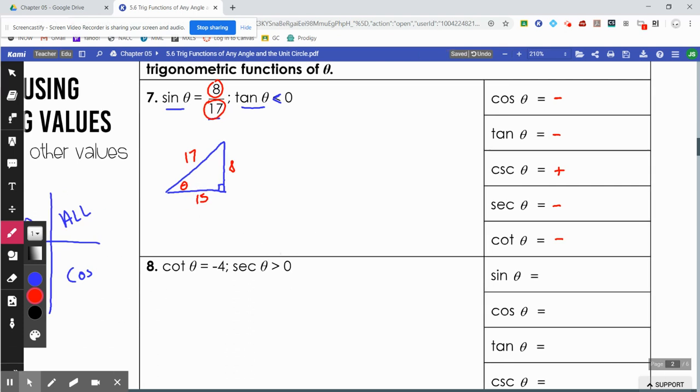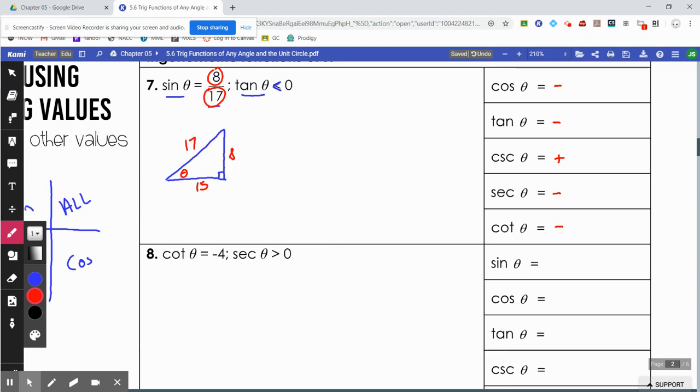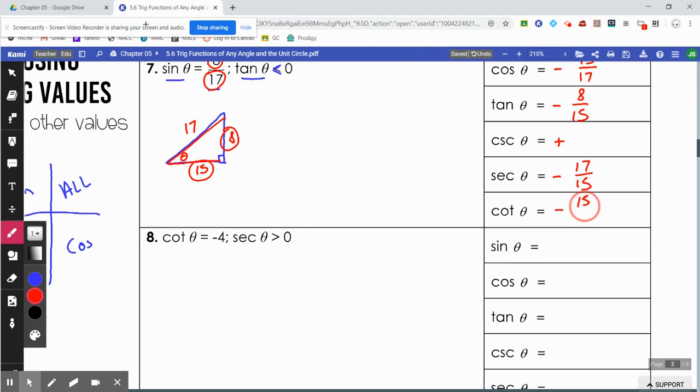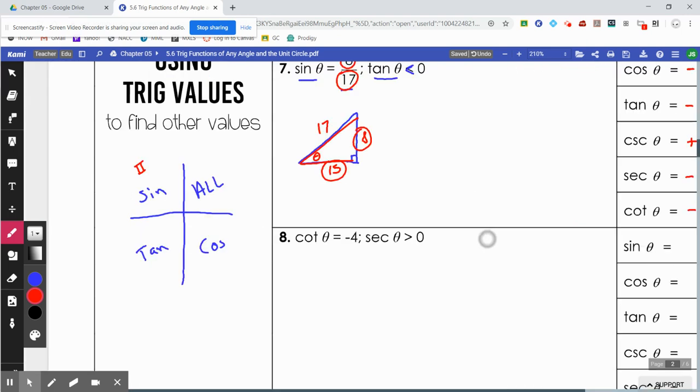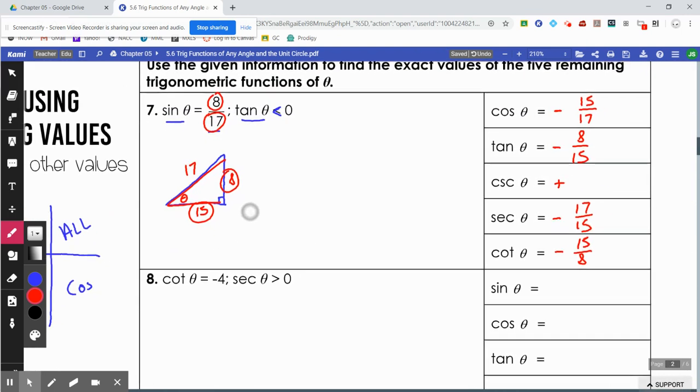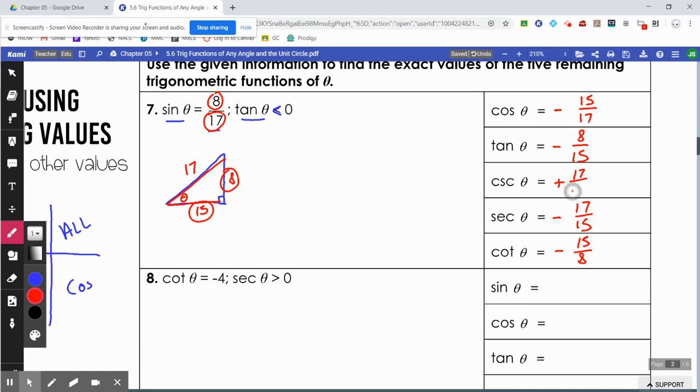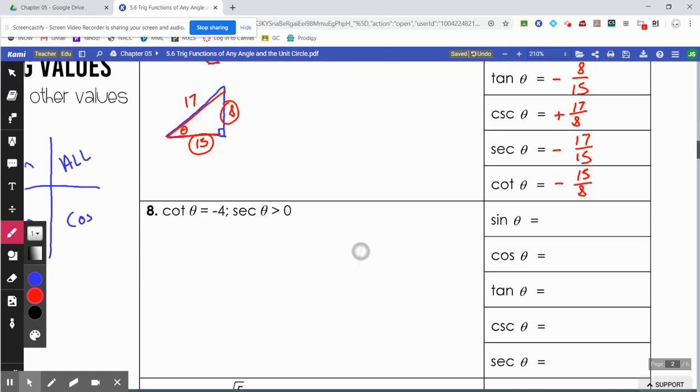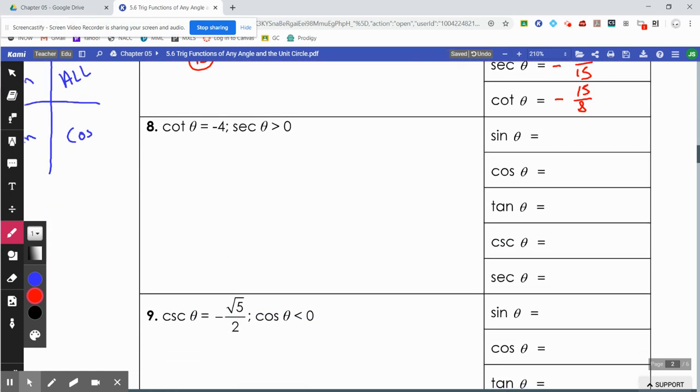Now you can finish your chart. Your cosine value would be adjacent over hypotenuse, which is 15 over 17, which means your secant would be 17 over 15. Your tangent value would be opposite over adjacent, which is 8 over 15, and it's negative. So therefore, cotangent would be negative 15 over 8. Your cosecant is the reciprocal of sine. So since sine is 8 over 17, then cosecant would be 17 over 8. That's it.